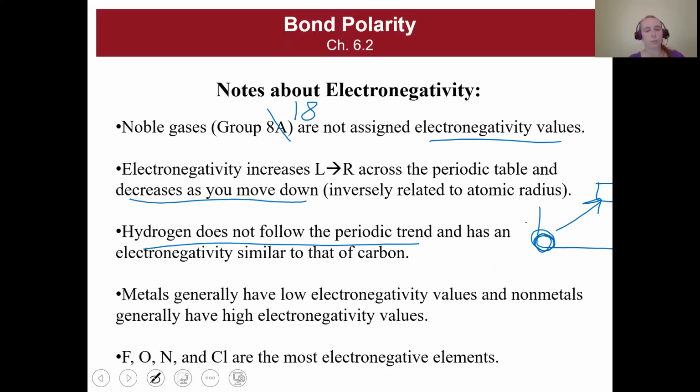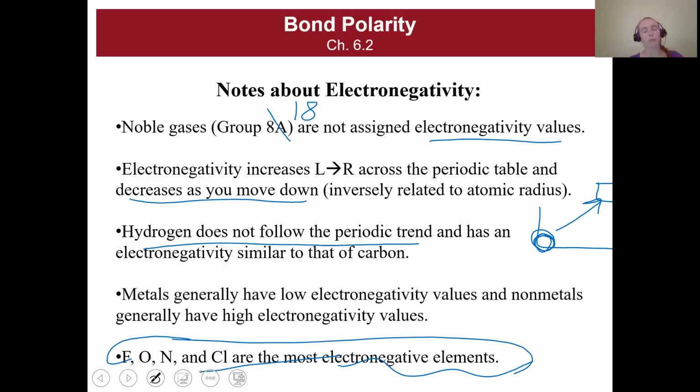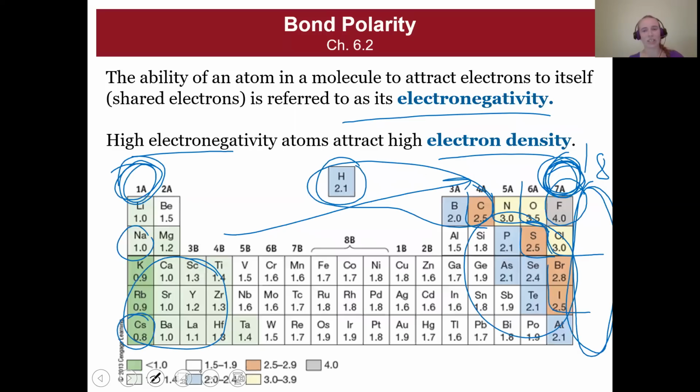And just to keep in mind, fluorine, oxygen, nitrogen, and chlorine are our most electronegative elements. And I just wrote all over that, sorry. But fluorine, oxygen, nitrogen, and chlorine. So our gray and yellow ones here are our most electronegative elements.